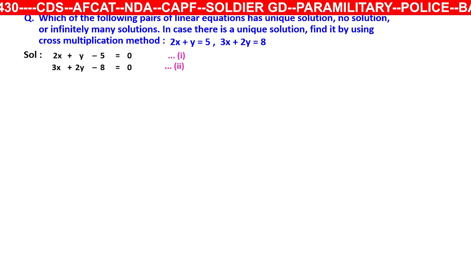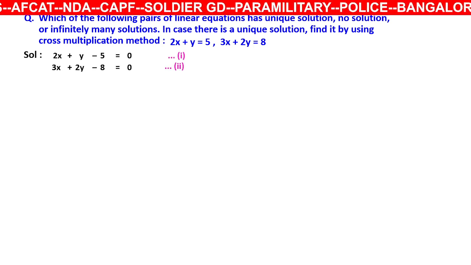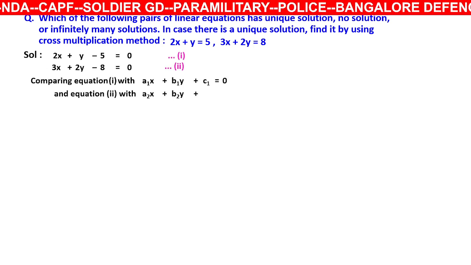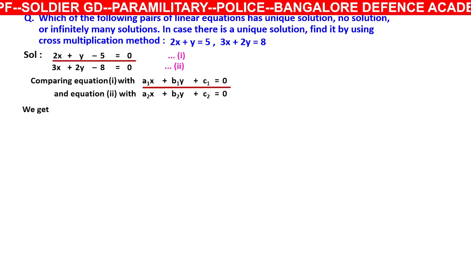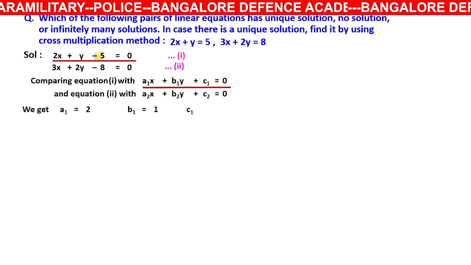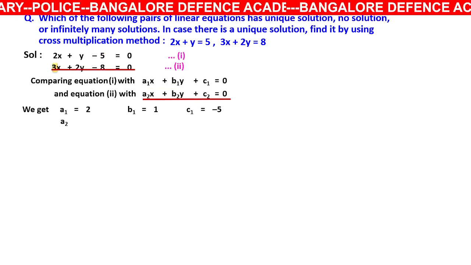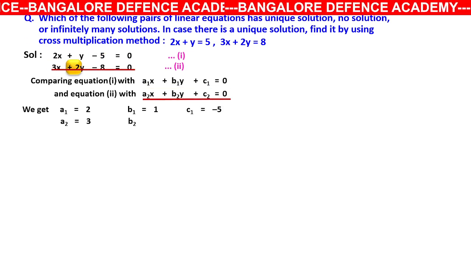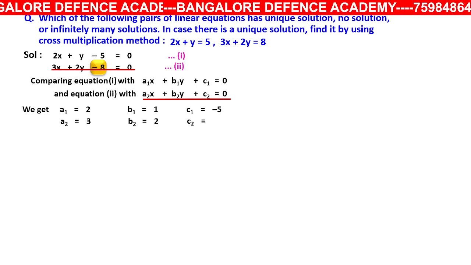2x plus y is equal to 5 and 3x plus 2y is equal to 8. These are the two equations. Okay, so now let us try to solve it. a1 is 2, b1 is 1 and c1 is minus 5. a2 is 3, b2 is 2 and c2 is minus 8.